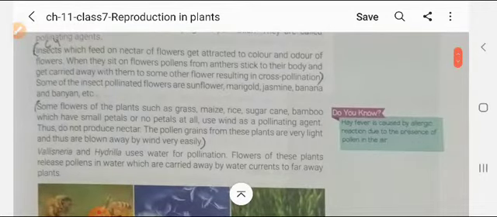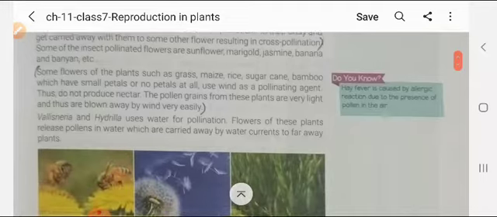Next, dear students, some flowers of plants such as grass, maize, rice, sugarcane, and bamboo, which have small petals or no petals at all, use wind as a pollinating agent. Thus, they do not produce nectar. The pollen grains from these plants are very light, so they are blown away by wind very easily. These are the lightweight flowers whose pollen grains are transferred with the help of the wind.